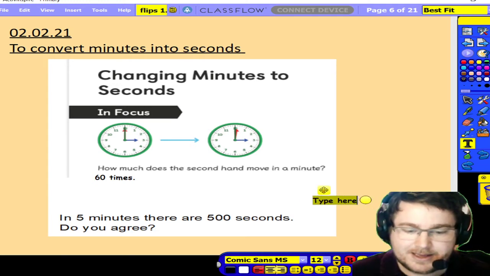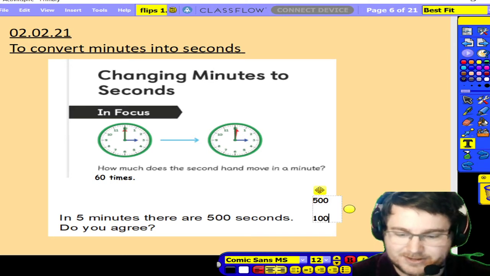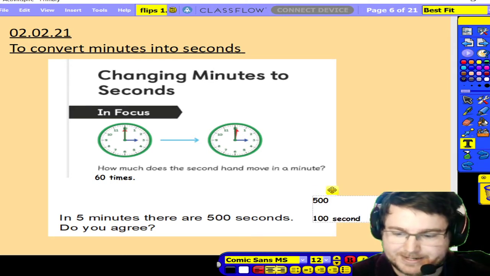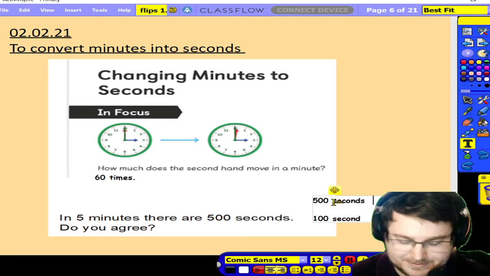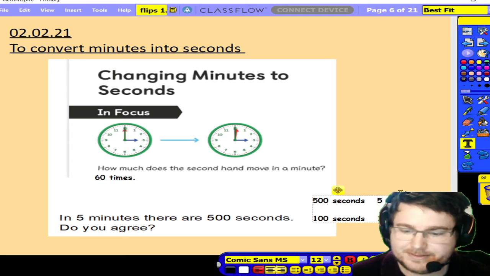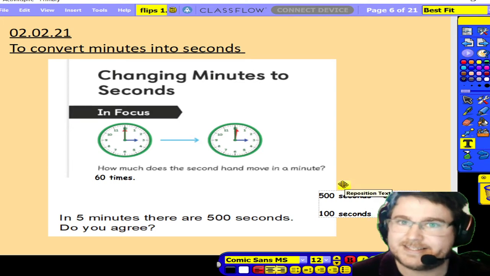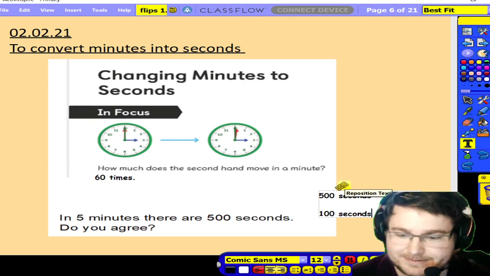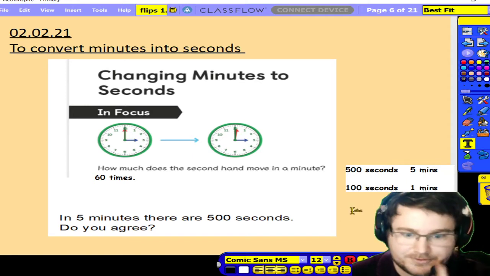So, 500 seconds in 5 minutes. That would mean that 100 seconds would be in 1 minute if I was using that. 500 seconds, let me just write that, 5 minutes. That would mean that there are 100 seconds in 1 minute, and we know that is not the fact. It is 60 seconds. So I'll put that there as proof number one.